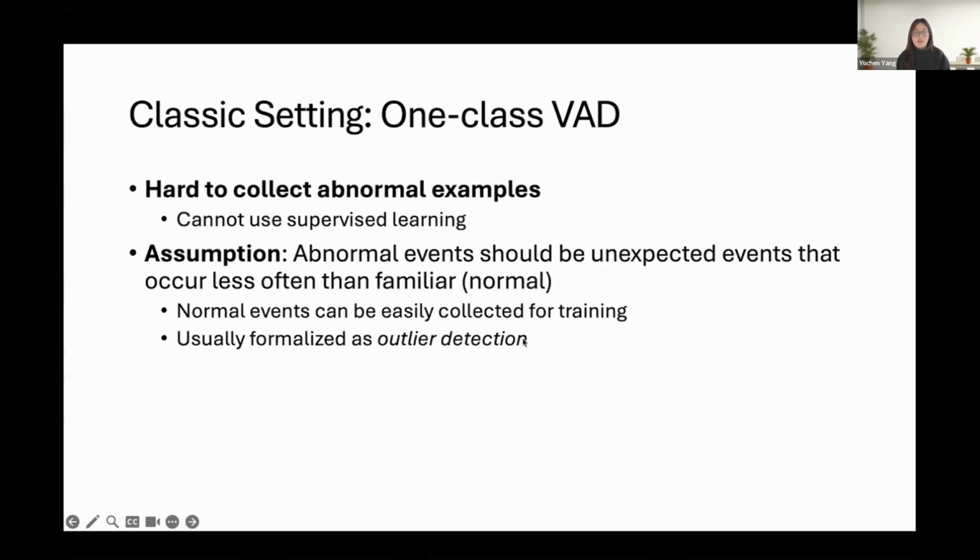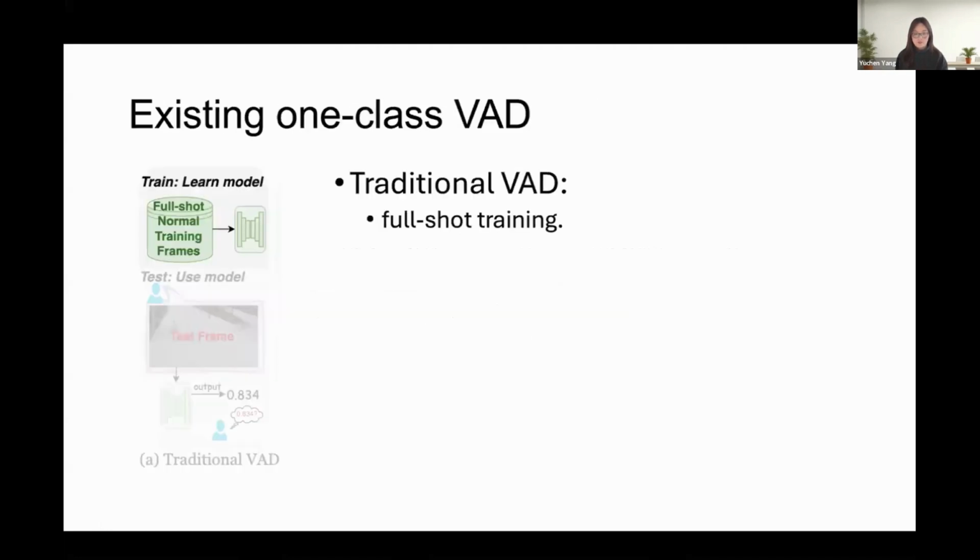With this setup, video anomaly detection is also often formalized as an outlier detection problem. The goal is to identify events that deviate significantly from the normal patterns learned during training. This approach allows us to detect anomalies without requiring labeled examples of every possible abnormal event.